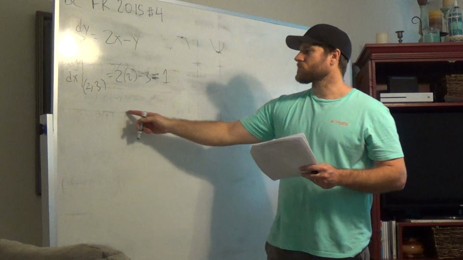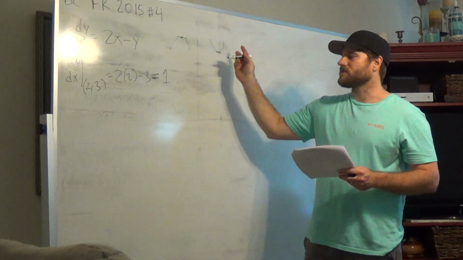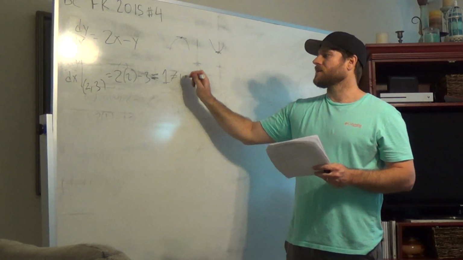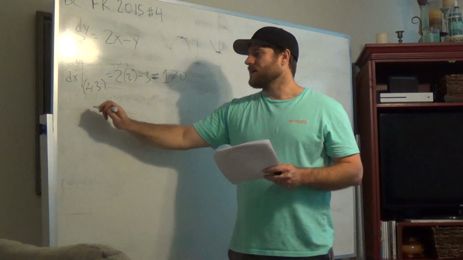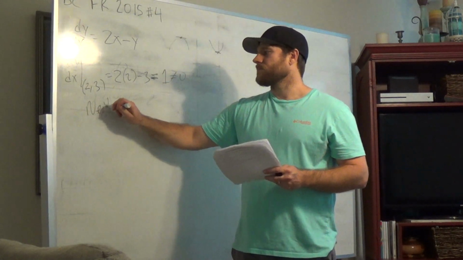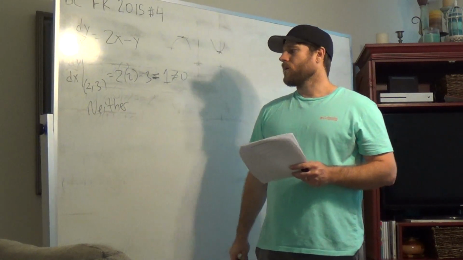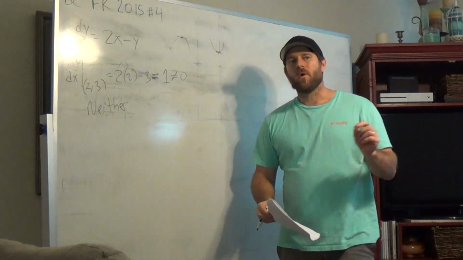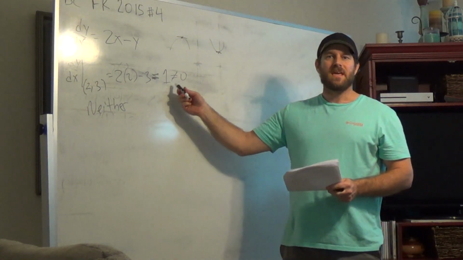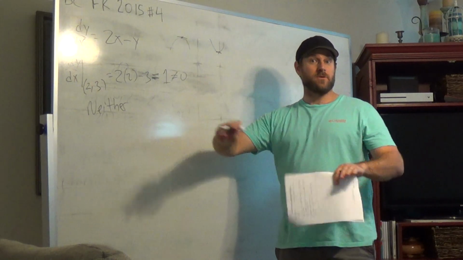Now remember, this is the slope. If my slope is 1, that means my slope is not 0. So since this is not equal to 0, it is neither a minimum nor a maximum. Now, what if it had been 0? If it's not, this is it. Answer's neither, you're done.